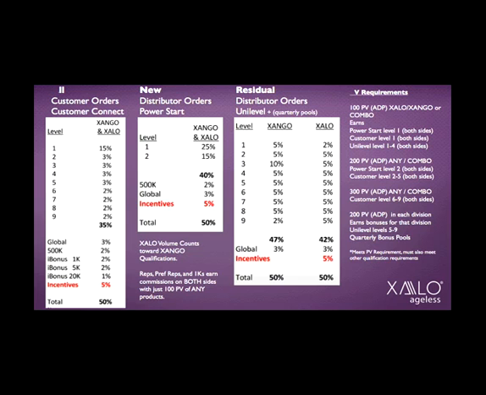The XANGO side, that's 47% they pay out. 3% they put into the global bonus pool, which gives you a 50% payout. On the XALO side, they put the same amount in the global bonus pool, but they put 5% into the incentives. That's why it's XALO that allows you to drive your own dream. It's XALO that gives you these rank advancement bonuses. XALO has the additional bonuses because XALO puts 5% into the incentives to allow us to do that. And there's your 50%.